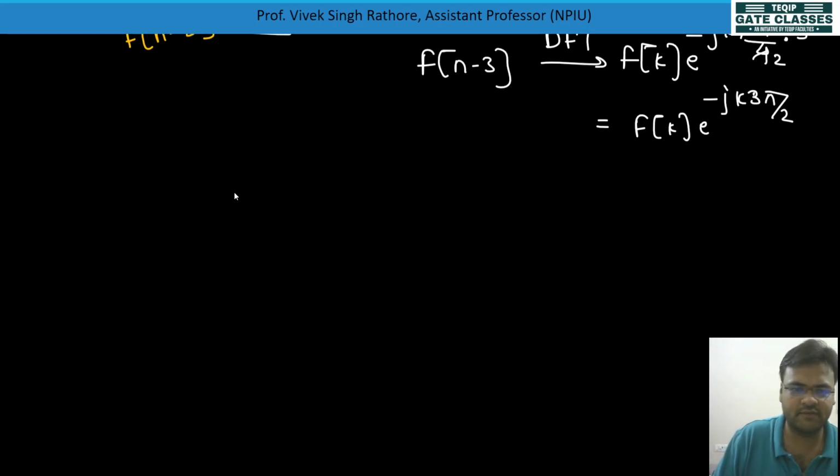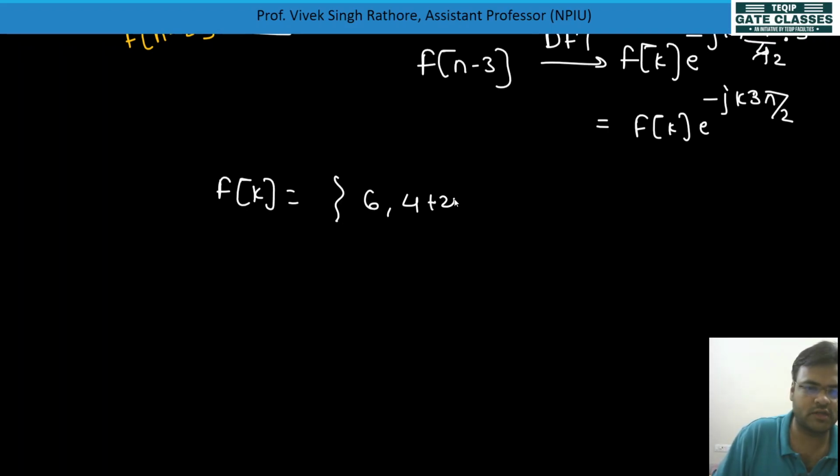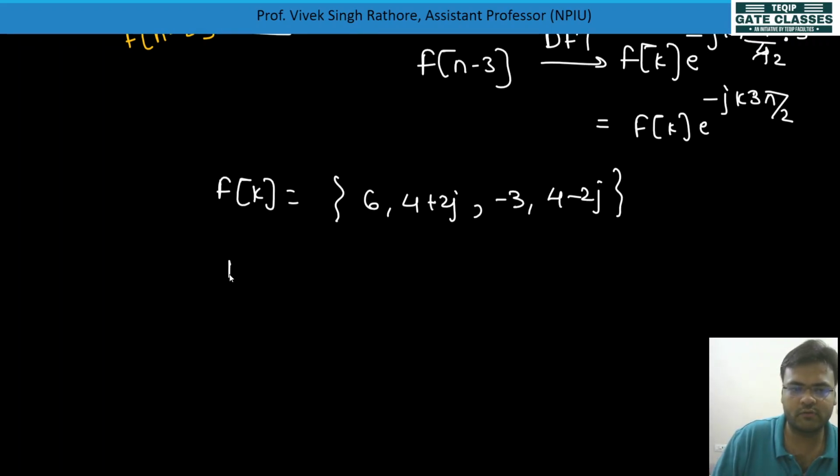F of k is given in your question: 6, 4 plus 2j, minus 3, and 4 minus 2j. So what you need to do is just multiply with e to the power minus j k 3 pi by 2.